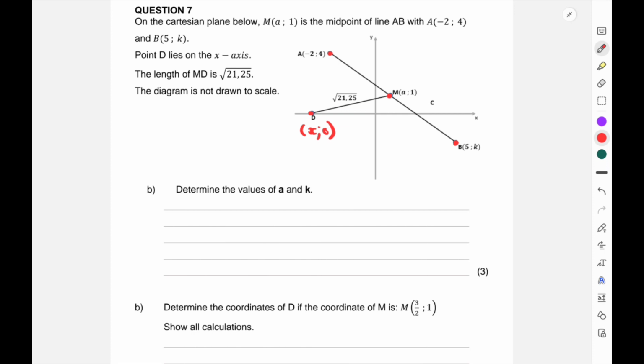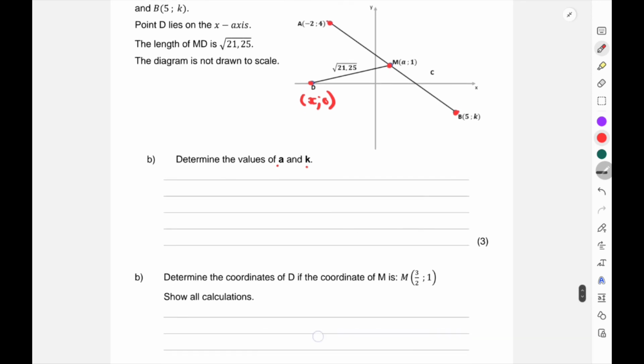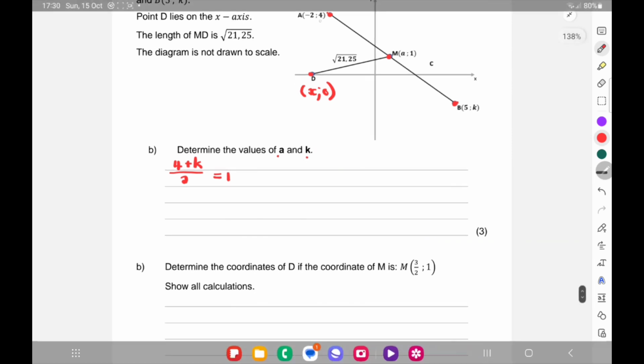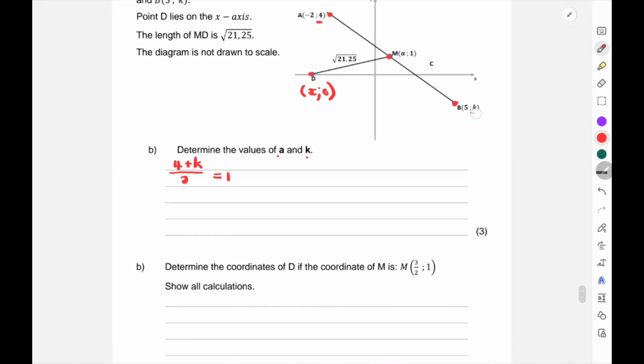Okay, so they first asked me to calculate the values of a and k. So it's to do with the midpoint. So let's do k first. So (4 plus k) divided by 2 should give me that 1. So 4 plus k is equal to 2. So k is equal to -2. Okay, and it sort of does make sense, hey? The y value is there underneath, so k is -2.